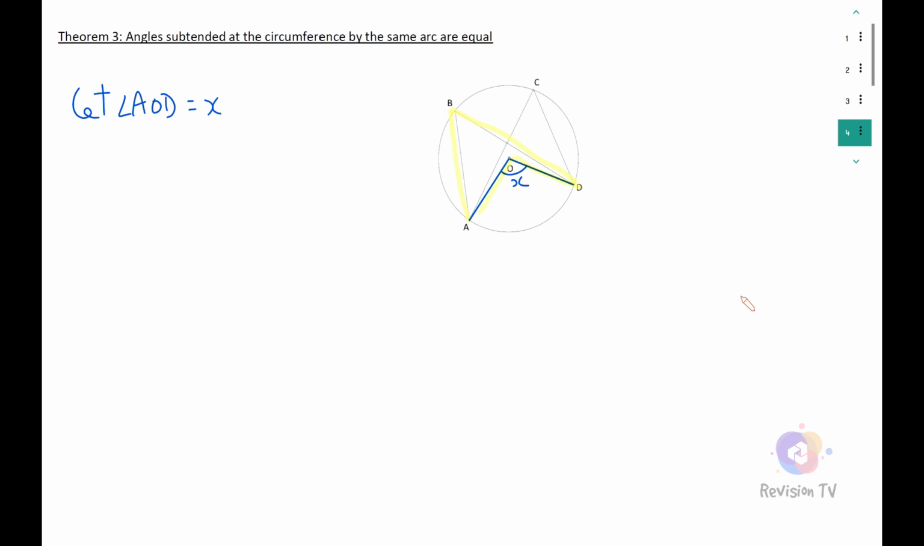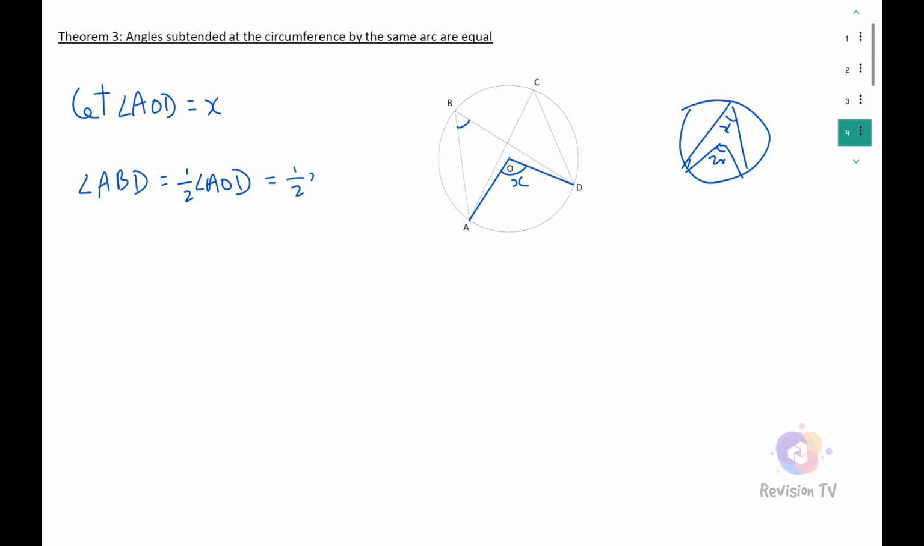Sorry for the poor highlighting, but hopefully you see what I mean. It's like this, remember that one. So if that's x, that will be 2x, but you get what I mean. So therefore, the angle ABD, this one, will be half of angle AOD, which is a half x.